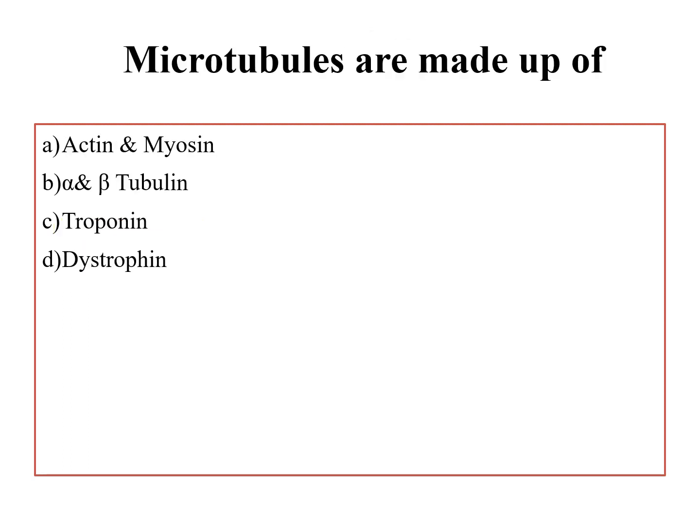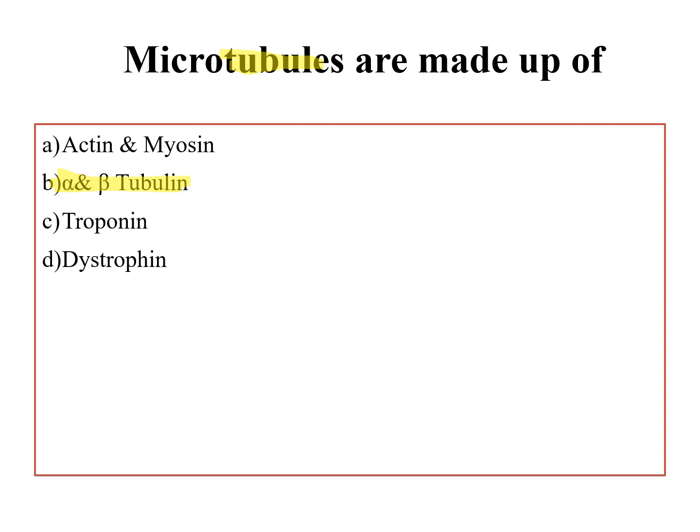Microtubules are made up of. They are named tubules, so just remember what they are composed of: tubulins, alpha and beta tubulin. We have seen the cytoskeleton structure, which has three different types of fibers: microfilaments, intermediate filaments, and microtubules. Microtubules are made up of the largest diameter proteins, which are tubulins, alpha and beta tubulins.